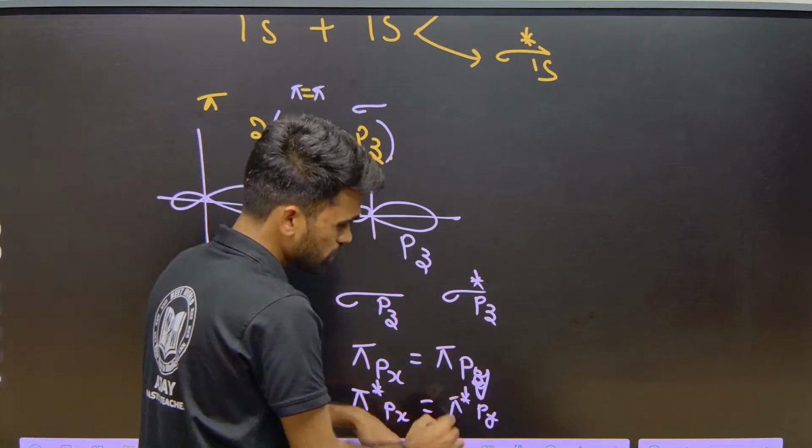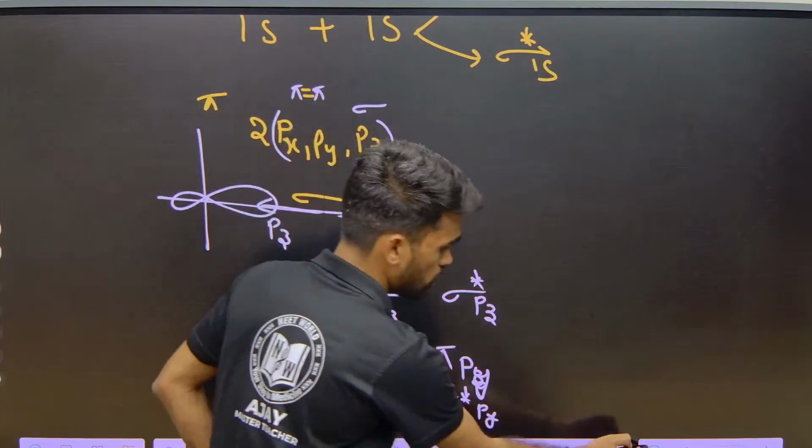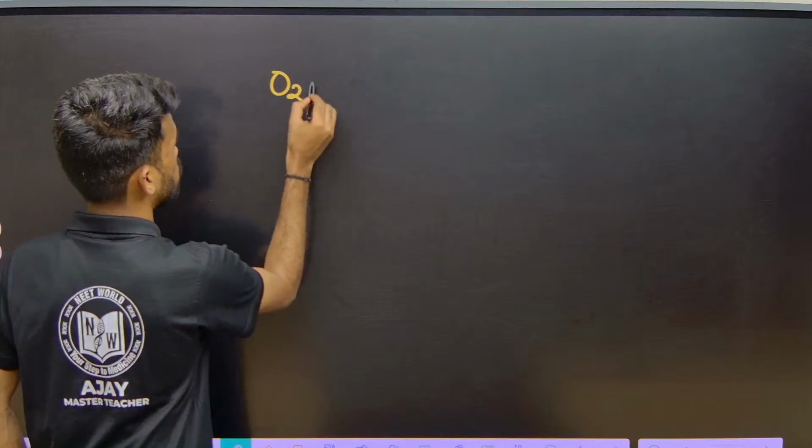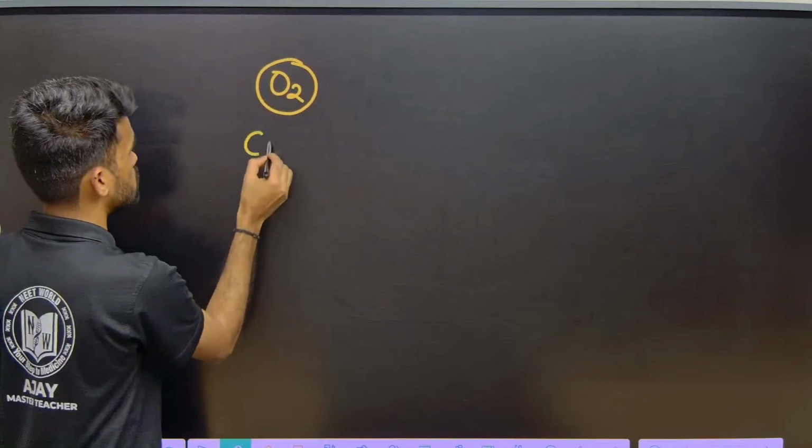Okay, now this is about the normal story. Now let us take one molecule and we will do it now. So for example, I am taking the O2 molecule. Just tell me how many oxygen atoms are involved here?